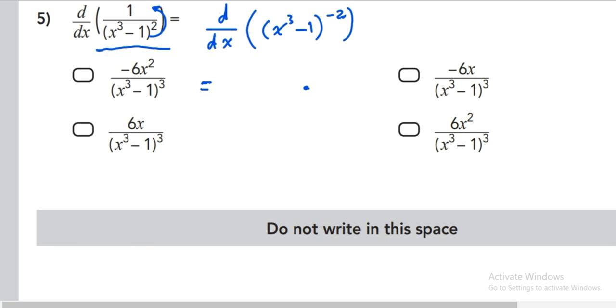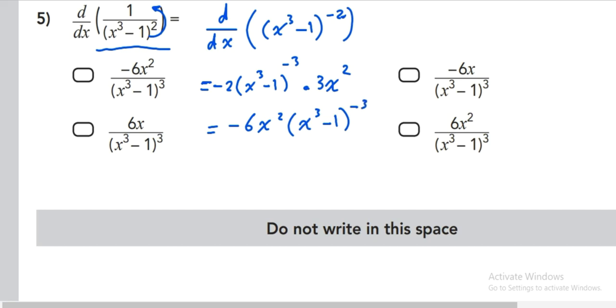Differentiation of the bracket means multiply by the power, subtract 1 from the power. Multiply by differentiation of what is inside the bracket, it will be 3x to the power of 2. Modify this form, it will be negative 6x to the power of 2 multiplied by (x to the power of 3 minus 1) all to the power of negative 3.